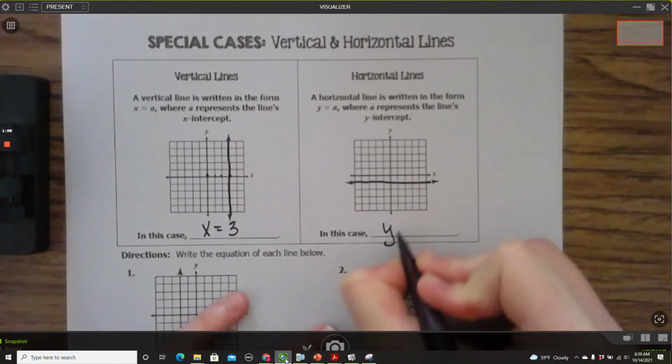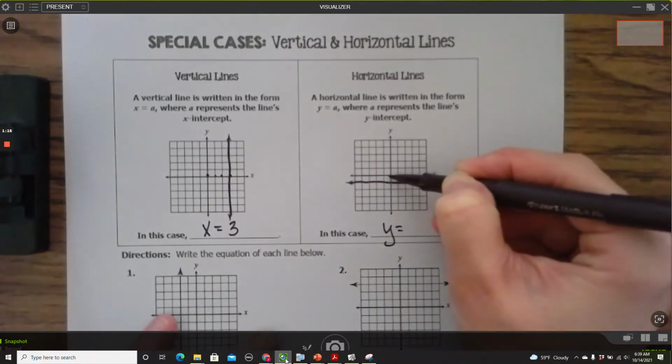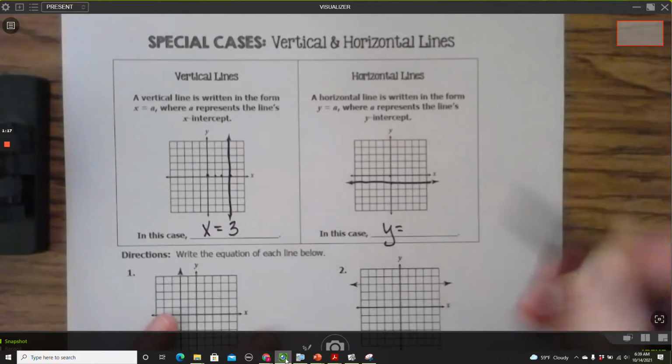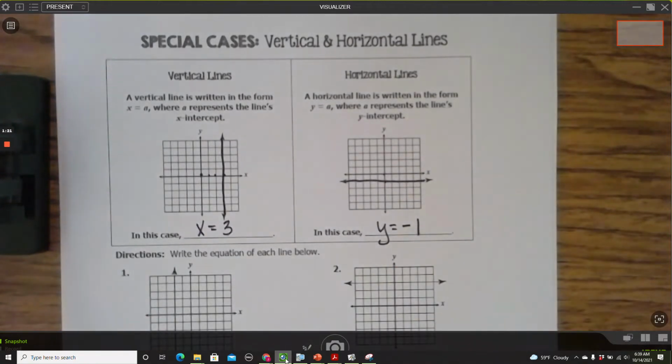Horizontal lines are written y equals a, where a is the line's y-intercept. If they're nice and horizontal like this, it's still y equals, but it's literally what does y equal. So if we start here and this is 0 and we go down 1, it's a -1. This is just one of those things you have to remember: vertical lines are x equals and horizontal lines are y equals.